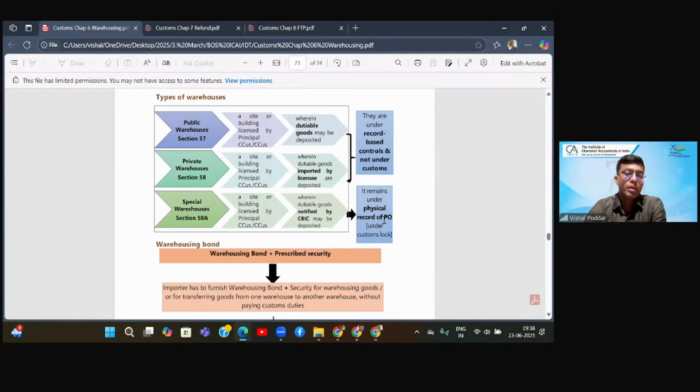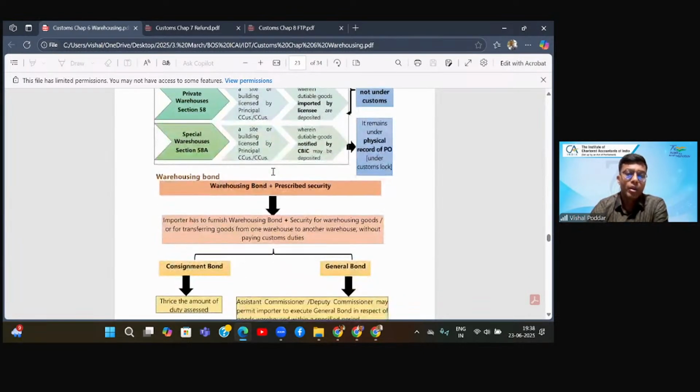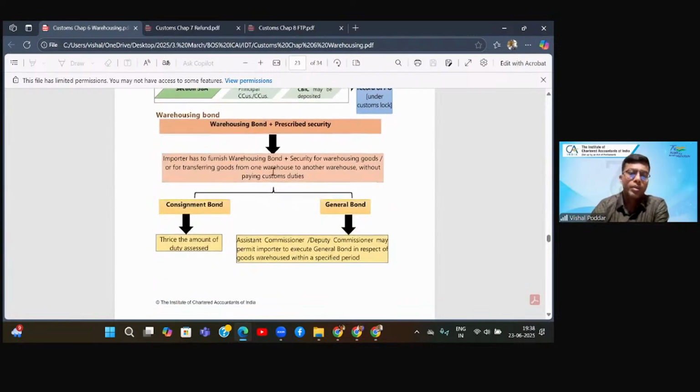See, one is physical control. Physical means where the customs officer will sit over there with all the lock and key with them. And in case of record-based control, the warehouse keeper is taking the control over it, or in this case, you are taking the control over it, but they are controlled through records by the department. That is, all records, all returns, everything have to be done periodically.